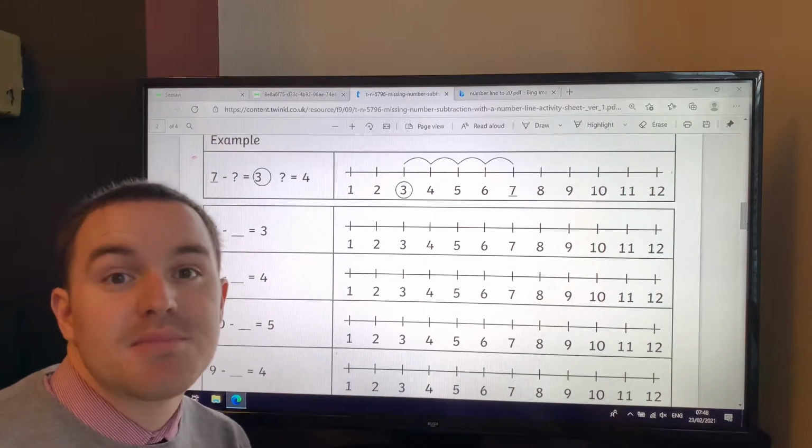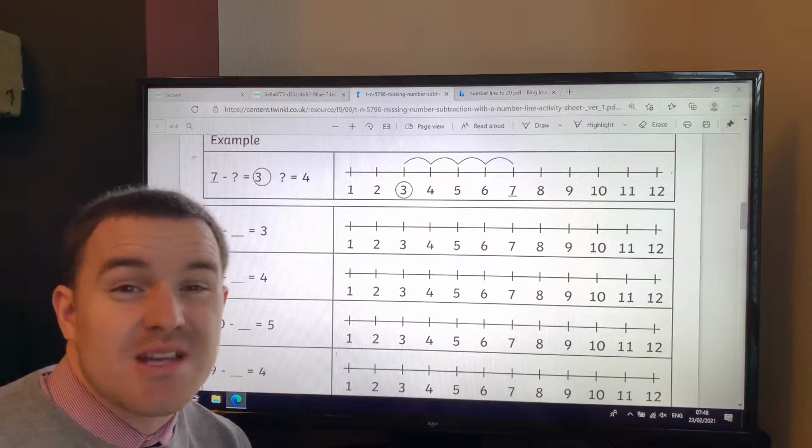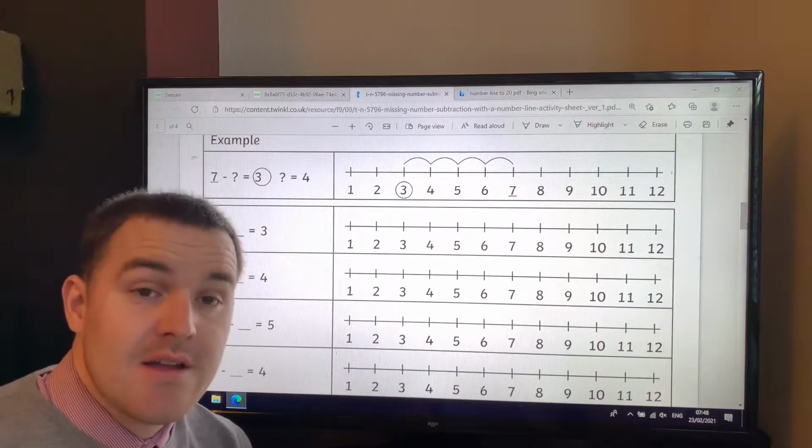Yesterday we did a little bit of simple subtraction. If you need to do any more practice of that, carry on with them. You had lots of questions to do, so carry on, do a few more from yesterday.